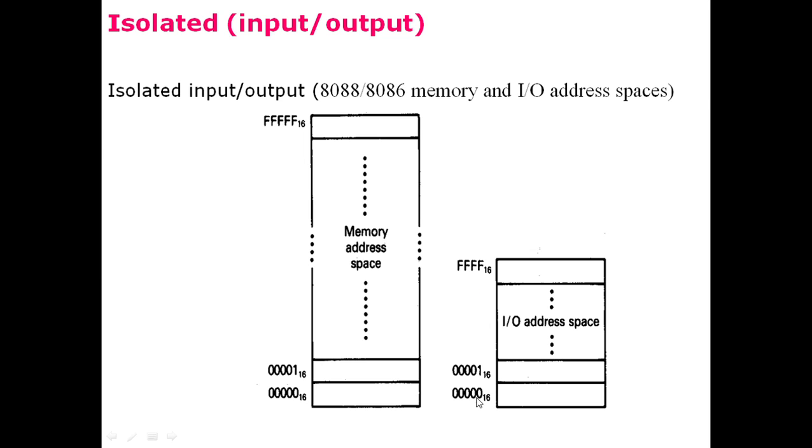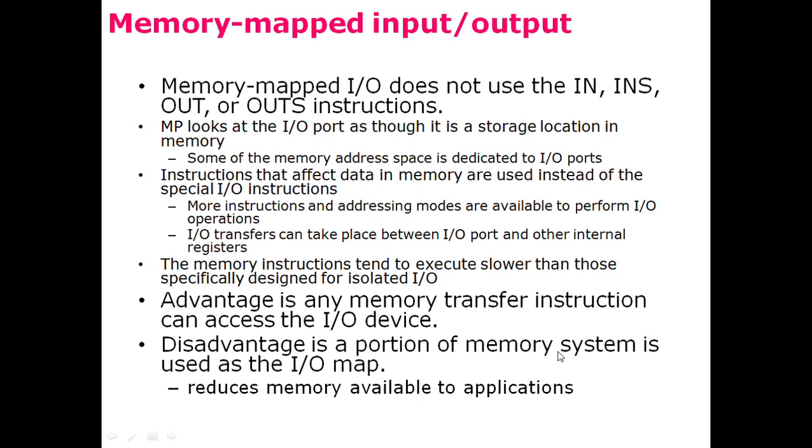So this address space is separate from memory addresses. So for the memory, there are 1 mega addresses, and for the input and output, there are 64 kilo addresses. So by isolated, we mean that the memory addresses are isolated from the input and output addresses.